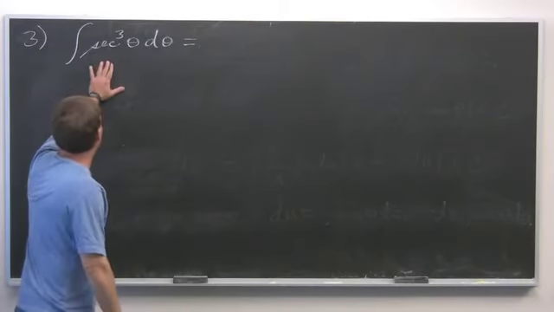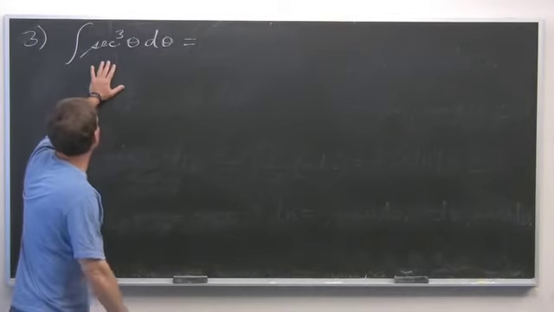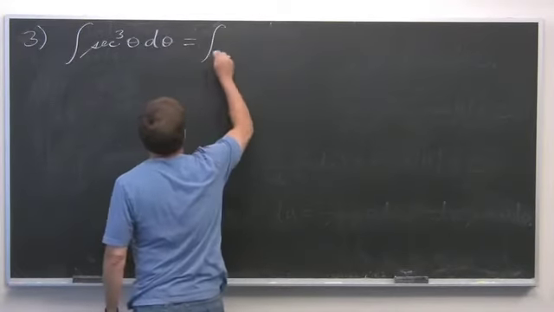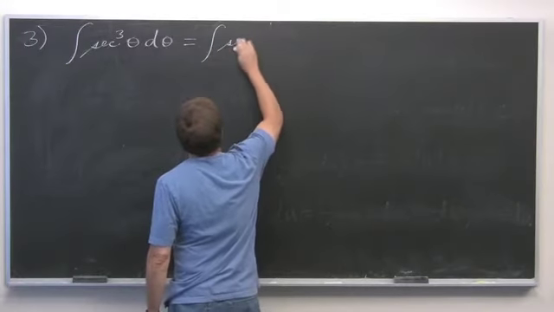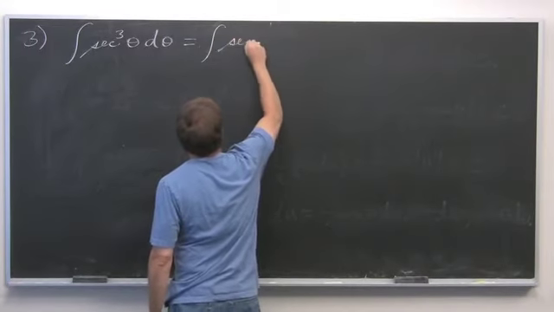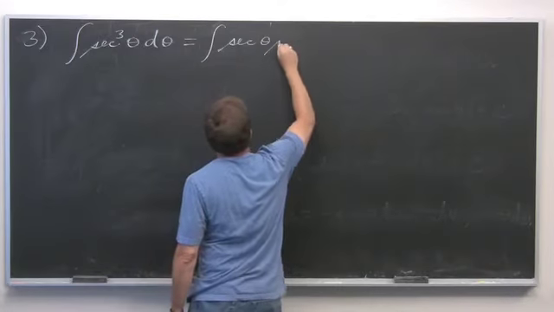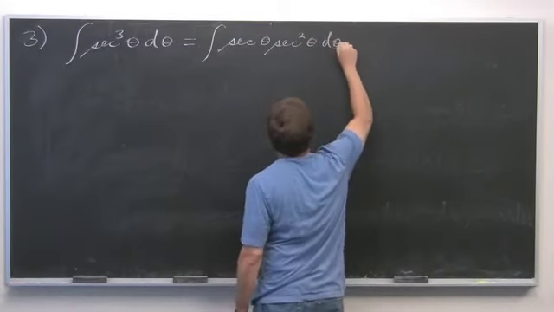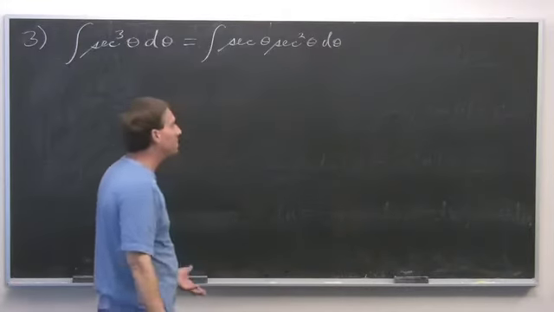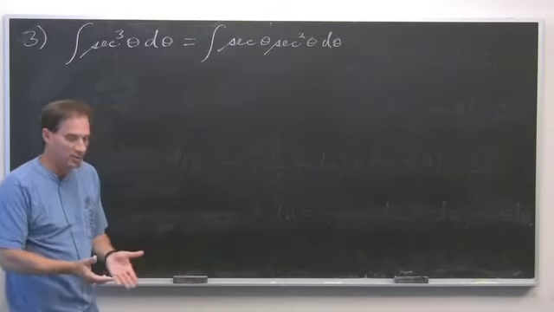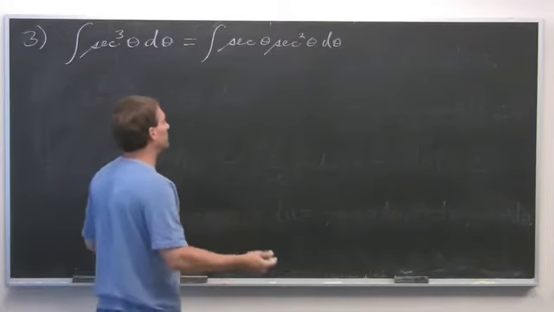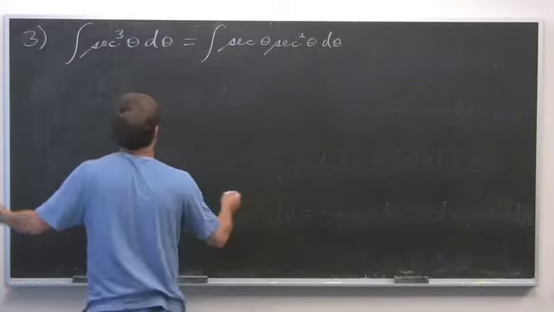All right, how could you possibly integrate this? Well, let's split off a secant squared. So this is secant theta times secant squared theta d theta. Why do that? Because secant squared is tan squared plus 1, and maybe some trig identity will give us something. You know, you try to do something.